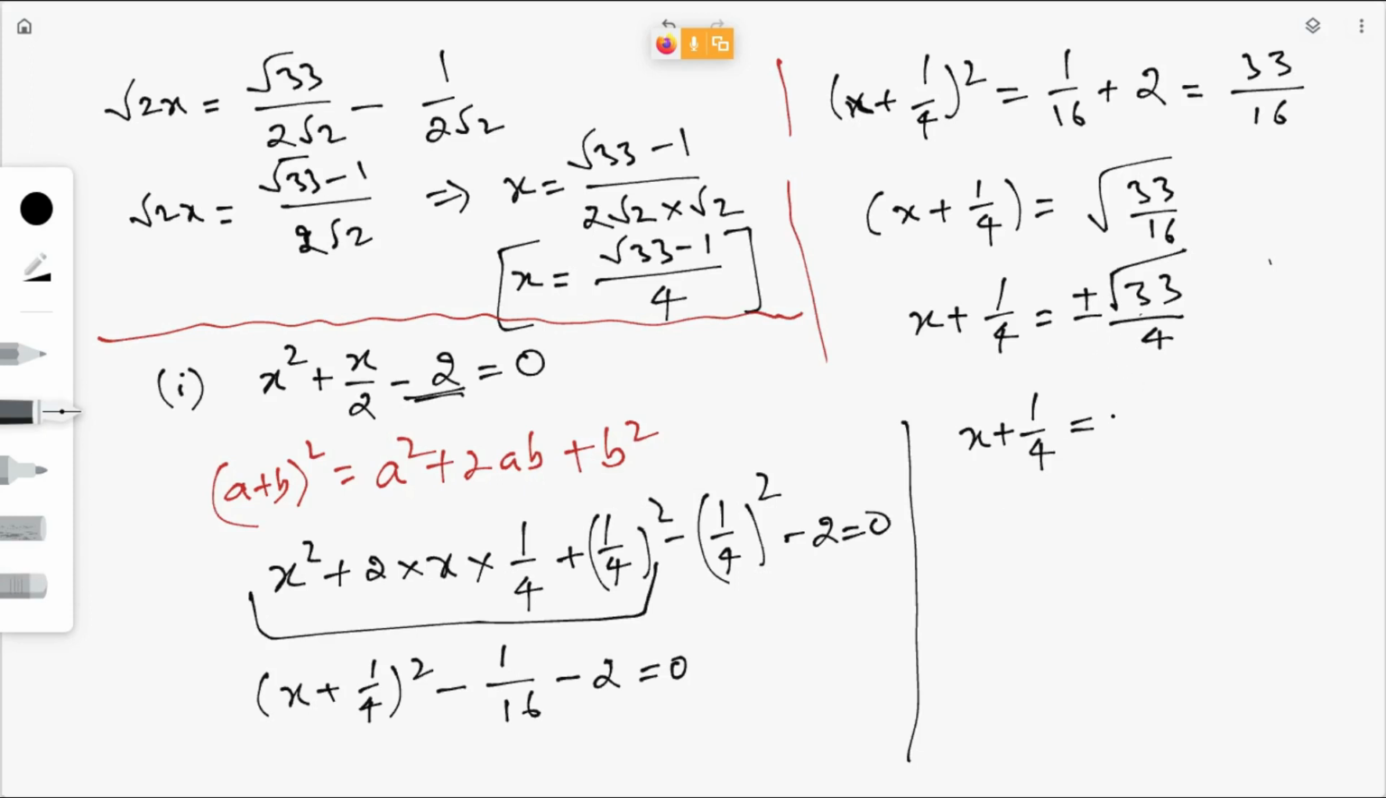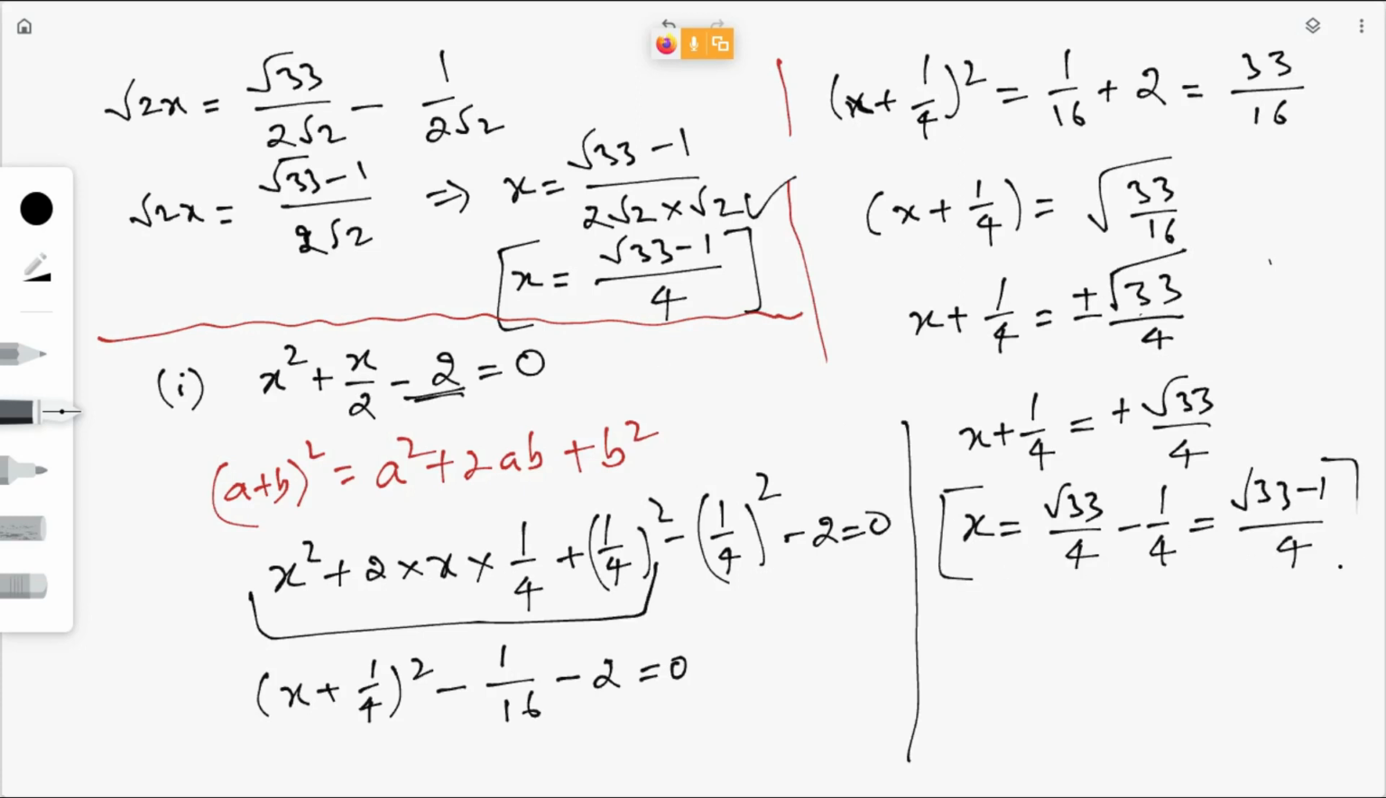So first take this one plus root 33 by 4. Okay, simplify this. What you will get? X is equal to root 33 by 4 minus 1 by 4. So root 33 minus 1 by 4. Okay, same, right? But this is far better than that. Yes or no? Here no roots are coming. You will get the root after this step. Okay, so better follow this step.